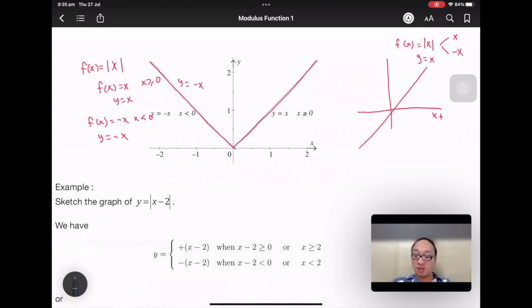So that means all the coordinates here will be reflected by the x-axis. Yeah, so it will be reflected, like this. So the final answer is this line, the blue line. All the negative values will be mirrored by the x-axis to the positive y side.